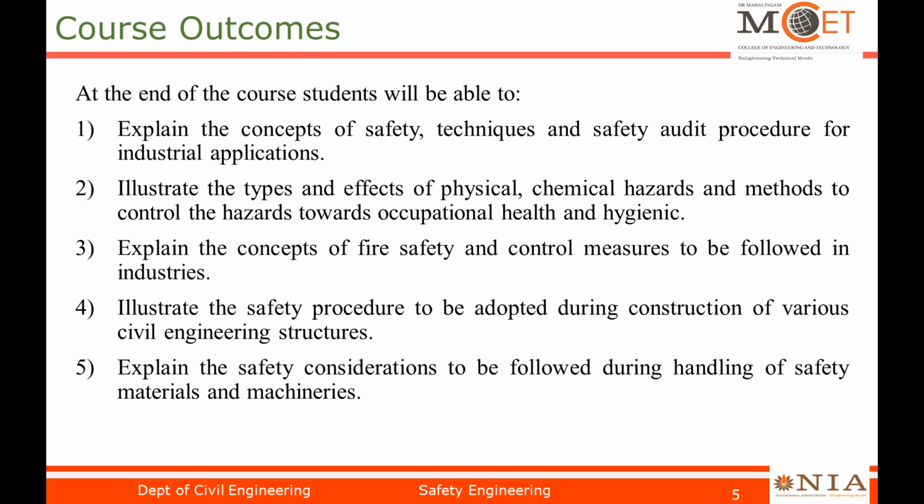Next is about the course outcomes. At the end of the course, the student will be able to explain the concepts of safety techniques and safety audit procedure for industrial applications, and also illustrate the types and effects of physical, chemical hazards and methods to control the hazard towards occupational health and hygiene, and explain the concepts of fire safety and control measures to be followed in industries, and also illustrate the safety procedure to be adopted during the construction of the various civil engineering structures, and explain the safety considerations to be followed during handling of the safety materials and machineries. So these are the things where the student will be able to adopt at the end of the course.